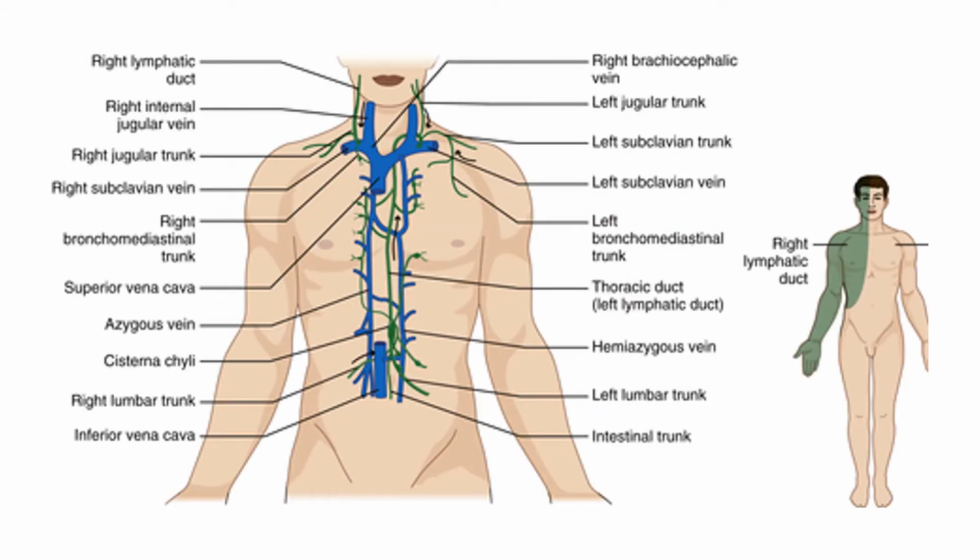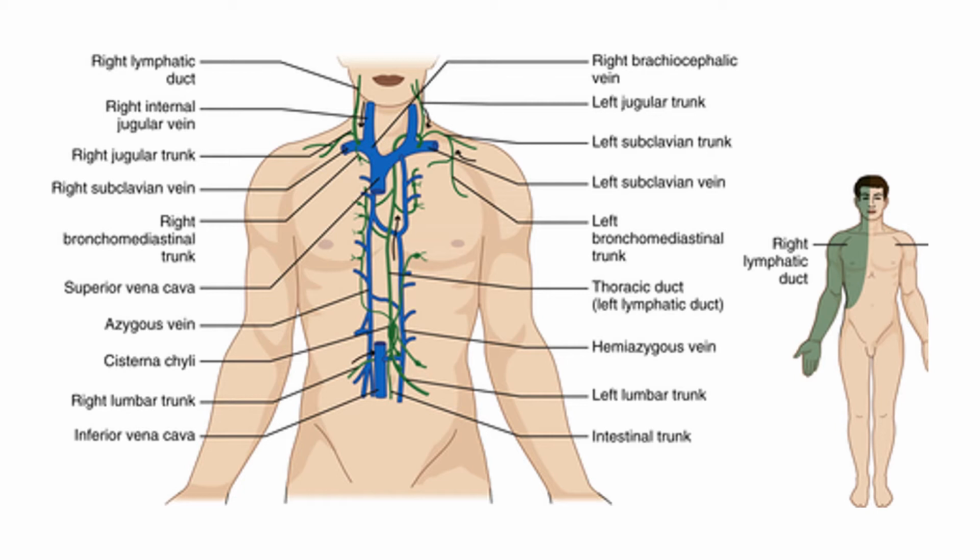The thoracic duct, which is labeled in green, leads from the cisterna chyli to discharge into the left subclavian vein in the neck. The blood vessels are all shaded blue here for your easy viewing. The right lymphatic duct is also shown. It's seen on the figure on the right and depicted in green.